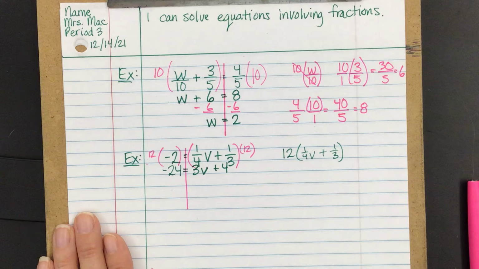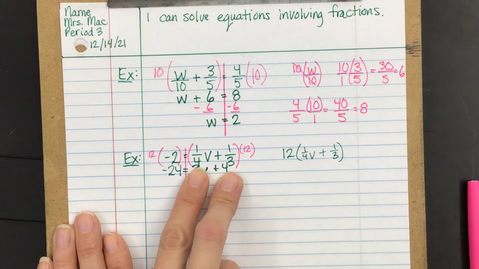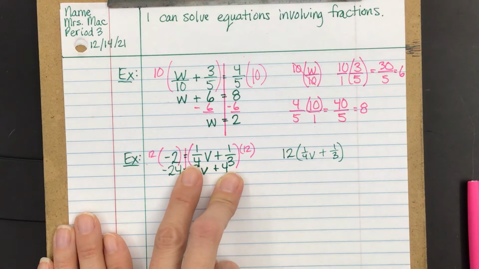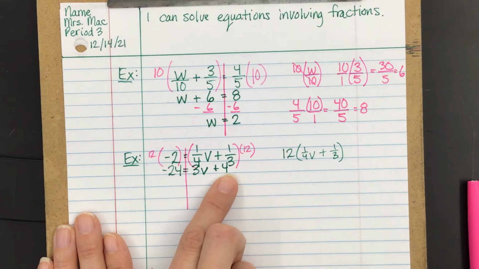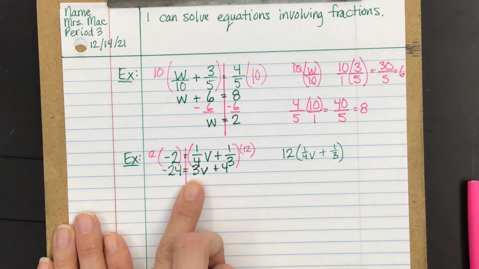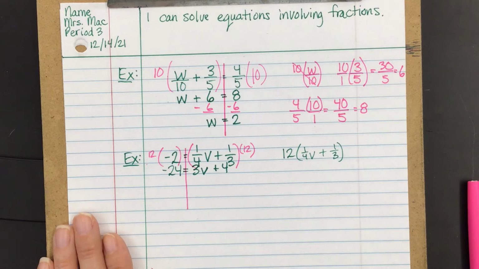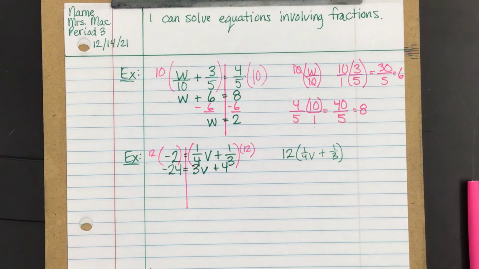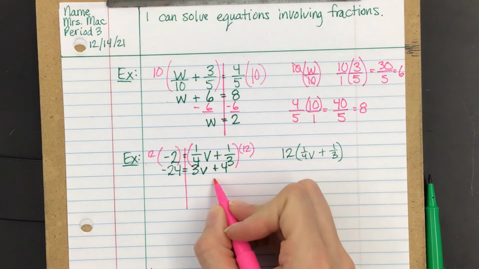Yeah, Trent. So how do you get 12? Because the denominators of my fractions are 4 and 3. So you want the smallest number that they both go into. We couldn't use 4, because then you would still be stuck with a denominator of 3. We couldn't use 3, because then you'd still be stuck with a denominator of 4. But if we use 12, it gets rid of all the denominators. And that is the goal, to get rid of all the fractions. Okay? So let's go ahead and finish solving this.